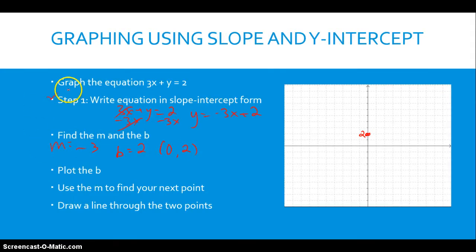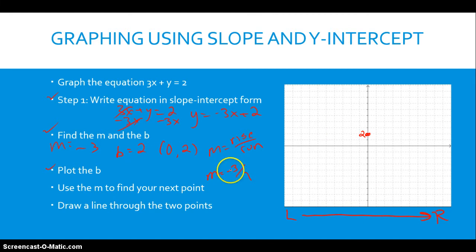We wrote it in slope-intercept form, identified our m and our b. I plotted the b. Now use the m to find your next point. So this is the important part. Our m, remember, is negative 3. And remember, m truly stands for rise over run. And remember, we're reading this graph from left to right. So really this is saying m equals negative 3 over 1.